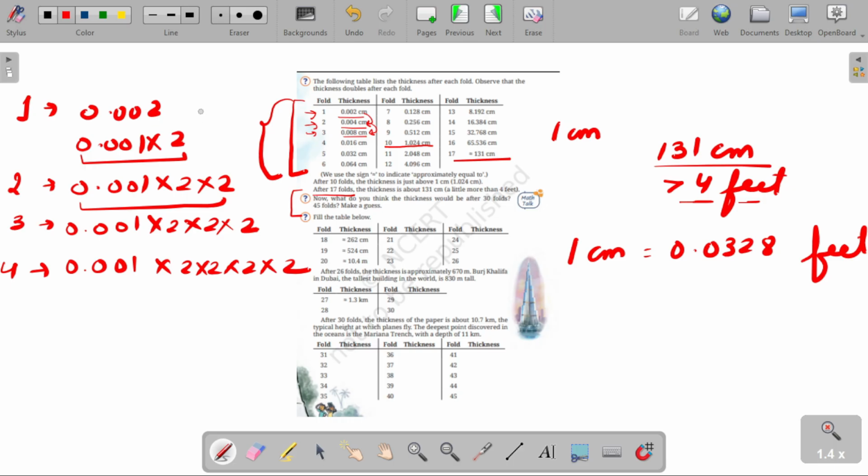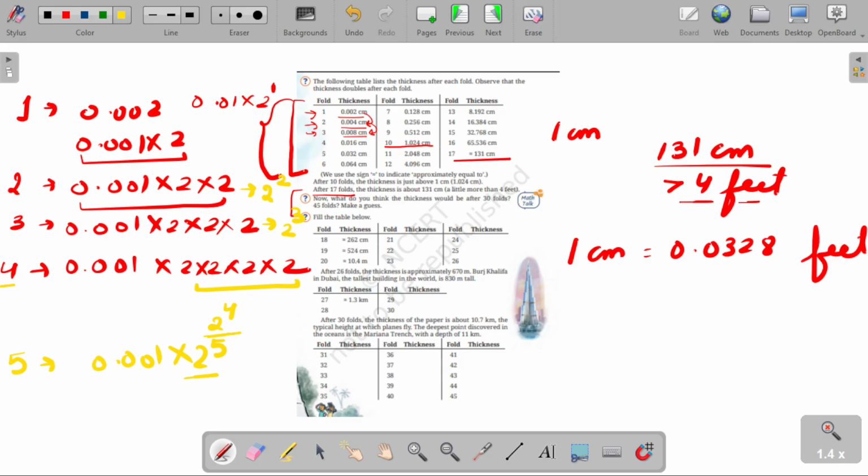Here we are multiplying 0.001 into 2 raised to power 1. And here we are multiplying with 2 raised to power 2. Here with 2 raised to power 3. And here with 2 raised to power 4, and that is the fourth fold. That means when we need to find the fifth fold, we will multiply 0.001 into 2 raised to power 5. Why am I writing it in this form?